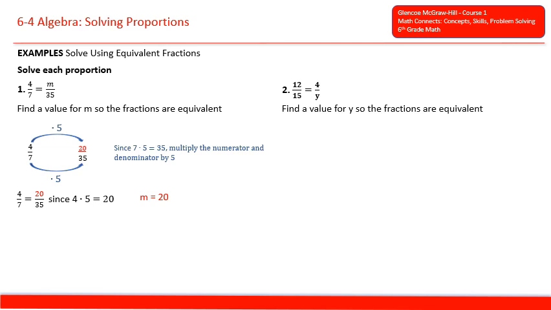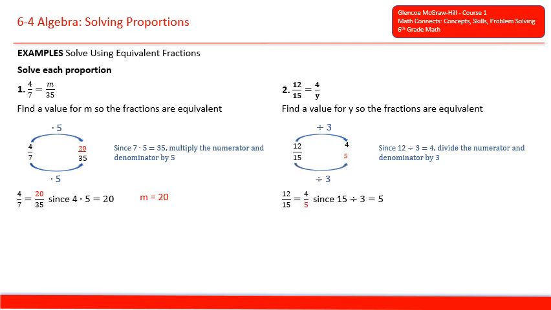Number 2, 12/15 equals 4/y. Find the value of y so the fractions are equivalent. 12/15 and 4/y. Since 12 divided by 3 equals 4, divide the numerator and denominator by 3. So 12 divided by 3 equals 4. 15 divided by 3 equals 5. 12/15 equals 4/5, since 15 divided by 3 equals 5.